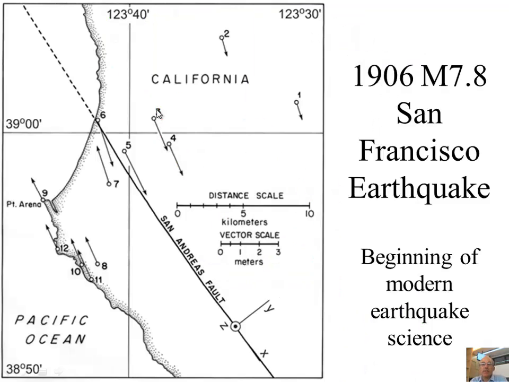Even in 1906, there was some surveying, mostly with a theodolite. You measure the distance and the angle change, and then you can compute the displacement. The vector scale you can see here is meters. So this station moved about 1 meter. But as you see, as you come close to the fault, it gets larger, right? Over about 10 kilometers, okay?